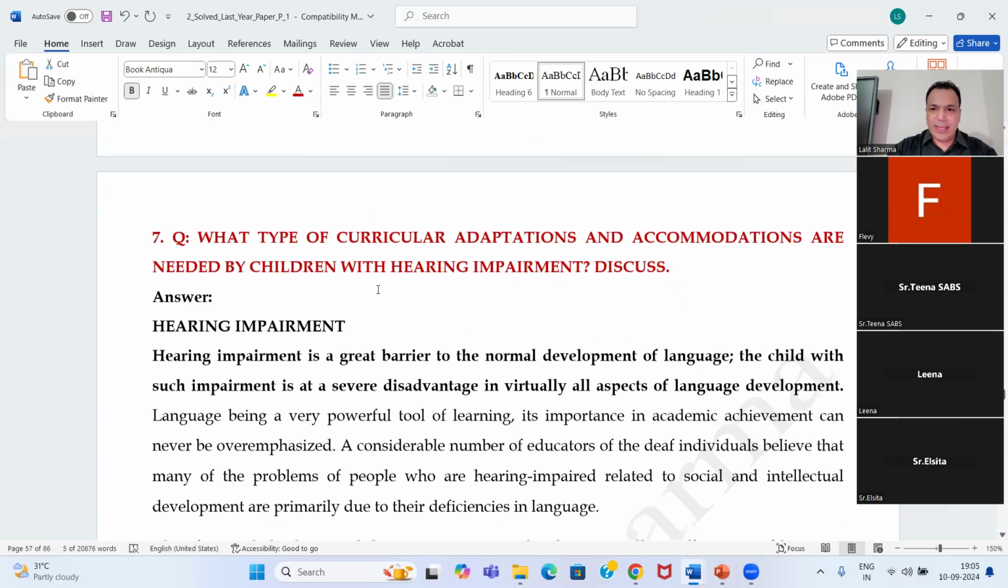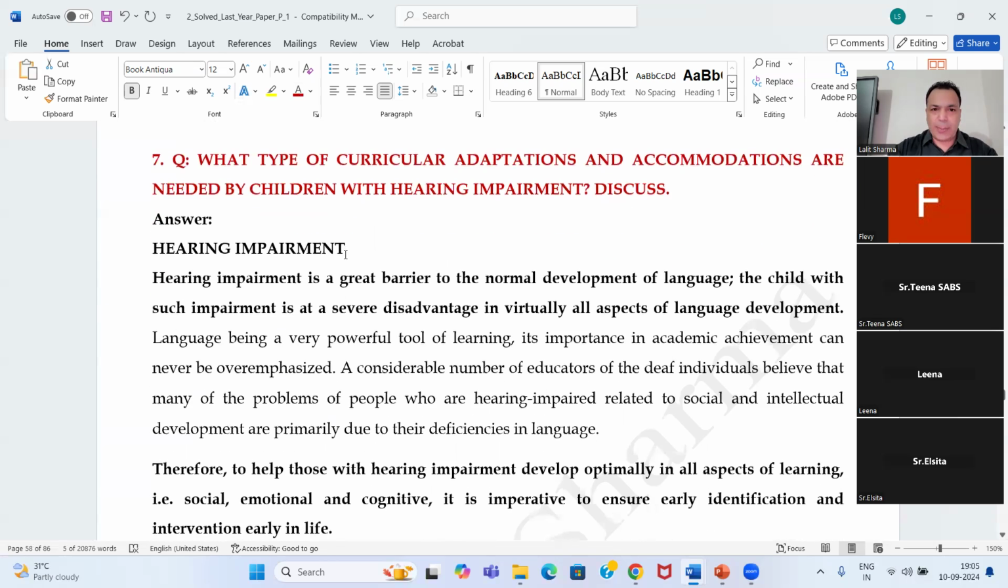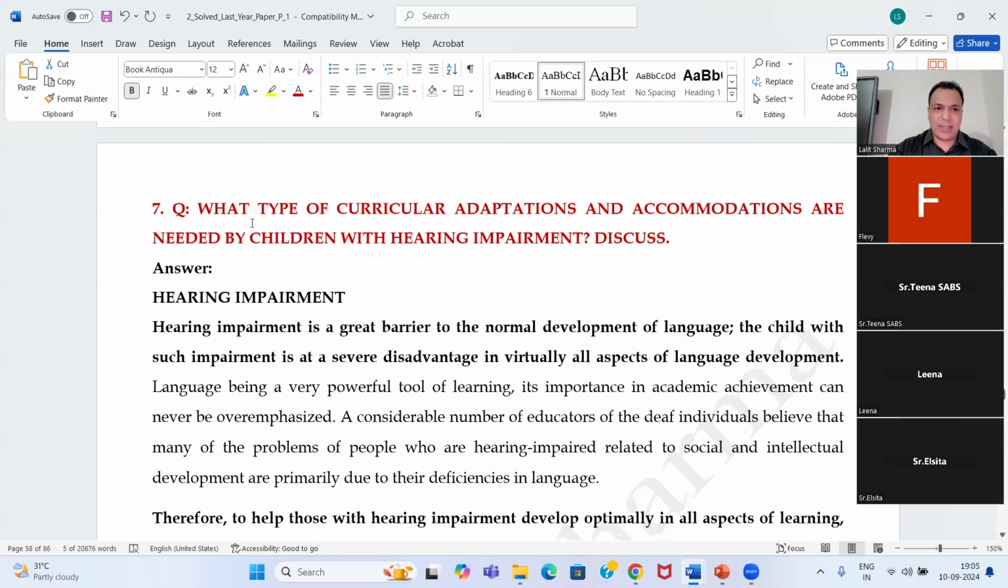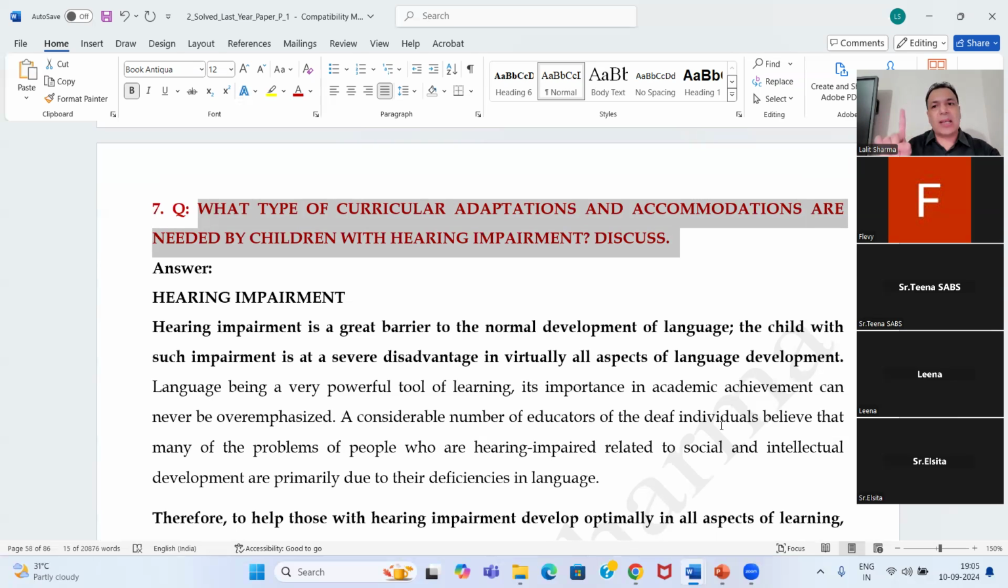See the seventh question. The seventh question has come. We have to discuss 6 to 12 now; even 6 to 11 is ending. What type of curricular adaptations and accommodations are needed for children with hearing impairment? So what you have to do? First, you have to define curricular adaptations and accommodations. Then you have to talk about who the hearing impaired students are.